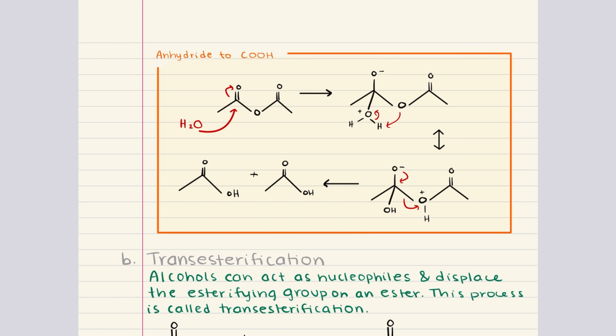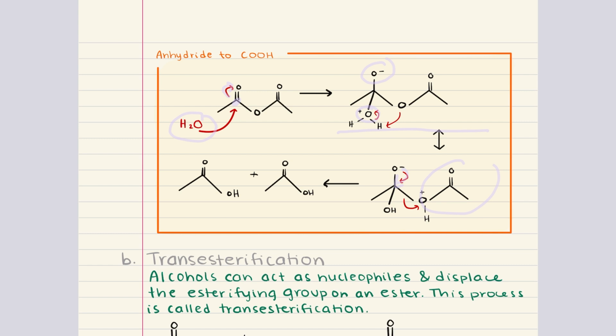In this case, water serves as the nucleophile. Water attacks the carbonyl carbon. We break this double bond, and the electrons are dumped on the oxygen. And we form a tetrahedral intermediate where the oxygen from the carbonyl carries a negative charge, and the oxygen from the water that has attached carries a positive charge. Then the intermediate collapses by reforming the carbonyl bond and expelling the carboxylate anion.